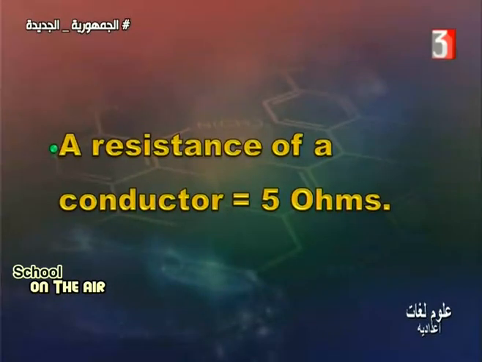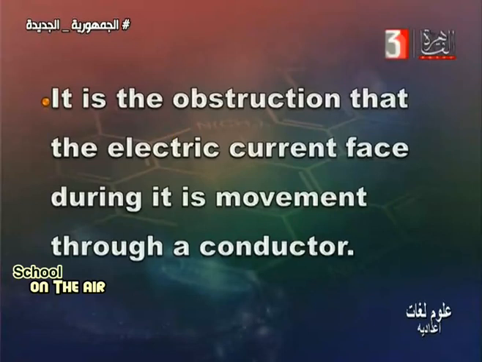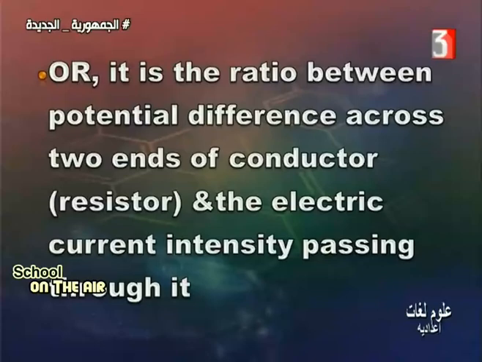What's meant by a resistance of a conductor of 5 ohm? There are two answers in this question. The first is the obstruction or opposition that the electric current faces during its movement through a conductor equals 5 ohm, or it is the ratio between the potential difference across the two ends of a conductor or a resistor and the electric current intensity passing through it. So the electric resistance can be answered by two definitions.